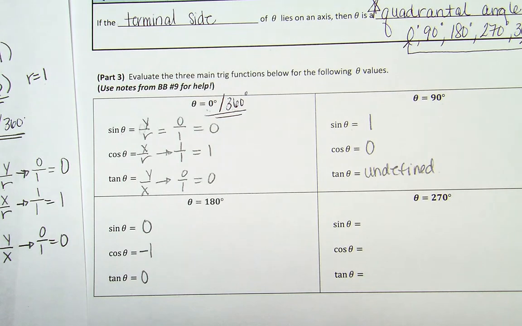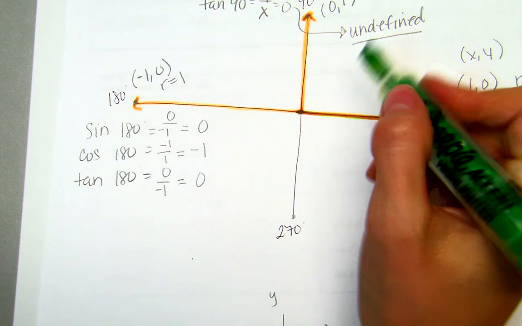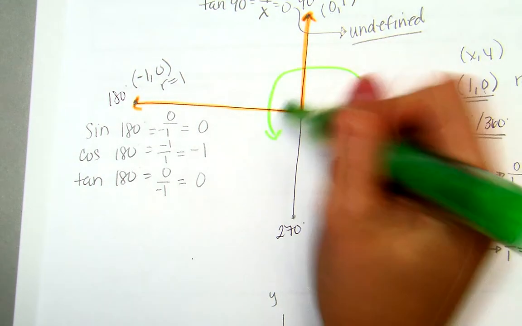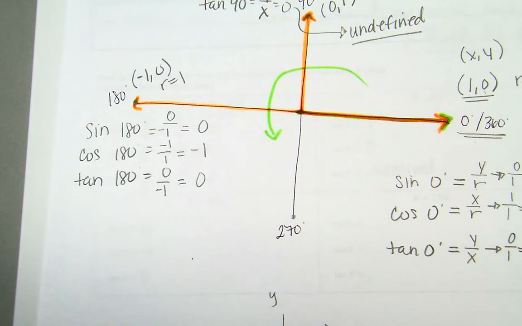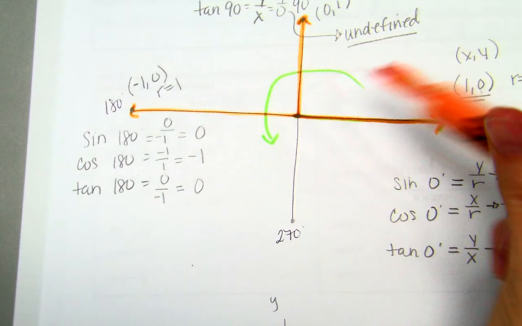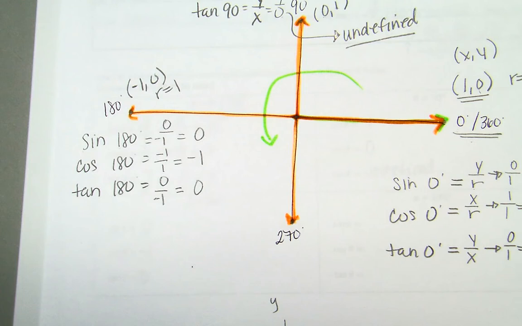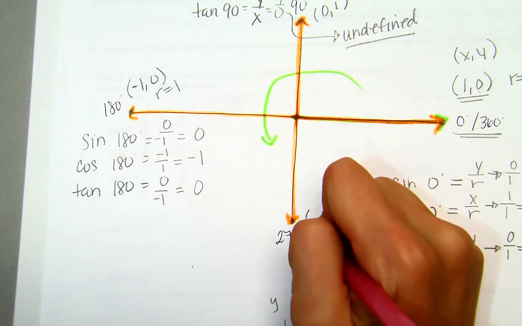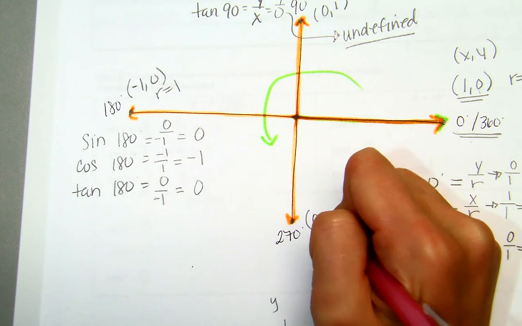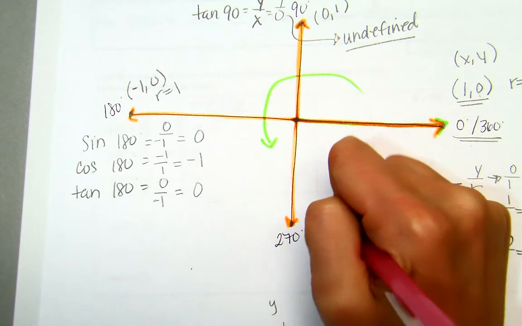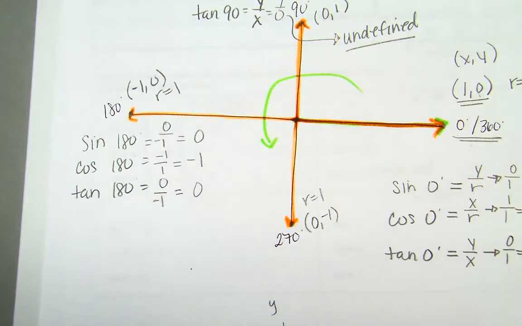Last but not least, we have 270 degrees. So if you continue going in this direction, your initial green side is right there. So if we continue to go around to 270, we know that 270 at that point is 0, negative 1, and your radius is equal to 1.